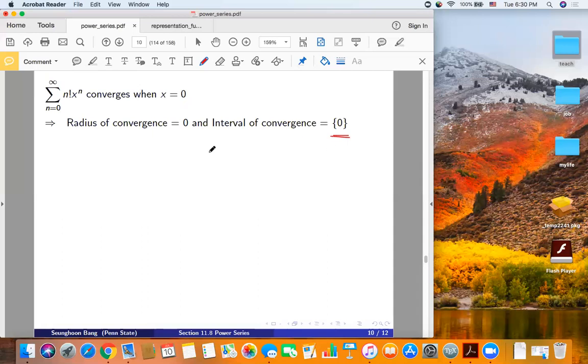Right? So I want to give one more example. The summation from n equals 0 to infinity of n factorial times (x minus 5) to the power n converges when x equals 5. So what is the radius of convergence? What do you think? What is the radius of convergence of this problem? What's your answer?